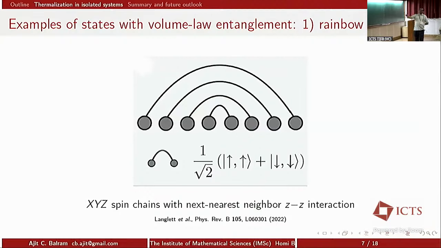The other thing is that these states also show fairly anomalous correlations even for local observables. If I look at the spin-spin correlation between these 2 points, then they'll be exactly correlated. So they are atypical in that sense. And the other issue is that getting these states as eigenstates of Hamiltonians is usually fairly difficult. For example, the rainbow scar happens to be an eigenstate of a fairly complicated Hamiltonian. It's an XYZ spin chain with some nearest neighbor ZZ interaction.